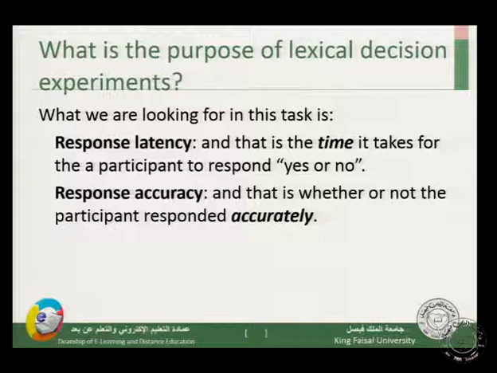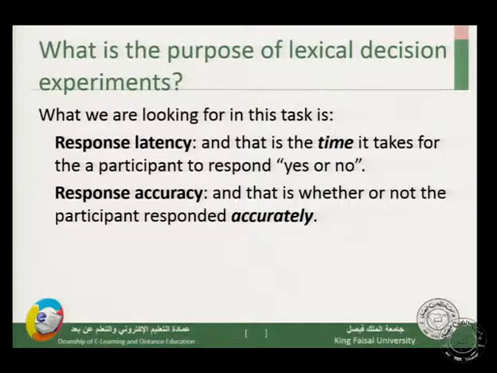The second thing is response accuracy. How accurate is the response? Because not always will the respondents choose the right answer. Sometimes they choose the wrong one. So response accuracy is whether or not the participant has responded accurately. In this experiment we are looking at two things. The first is response latency, which means how much time it takes to decide on a word whether it's an English word or not. The second is how accurate the respondent's answer is.